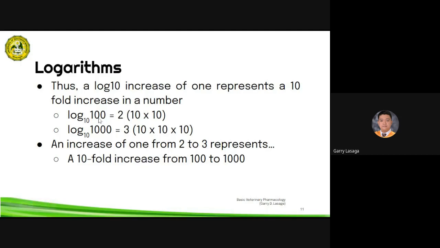So in this example, an increase of 1 from 2 to 3 will represent a tenfold increase from 100 to 1,000. So the relationship of the log base 10 to the number is directly proportional, because when we increase the log base 10 by 1, it would also mean a tenfold increase in the number that we are computing. So 2 to 3, 100 to 1,000. There is a tenfold increase in this number.